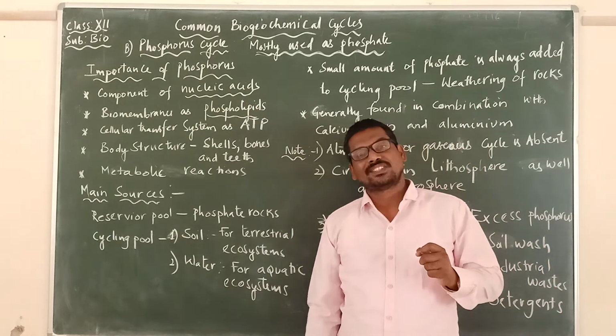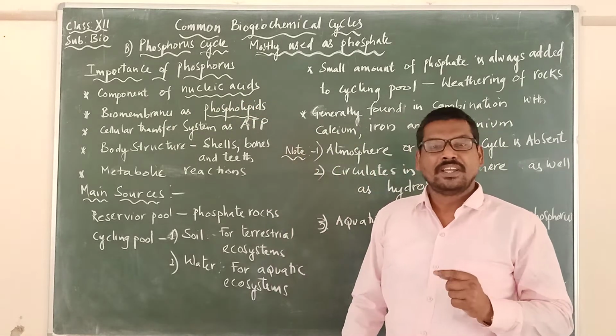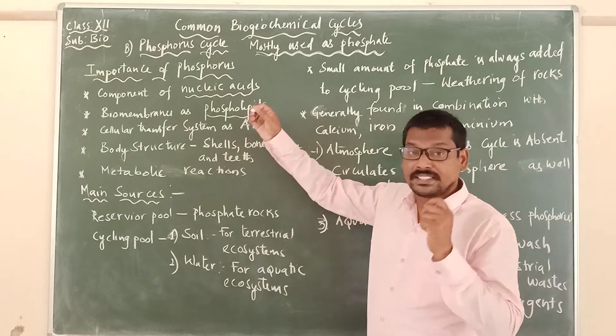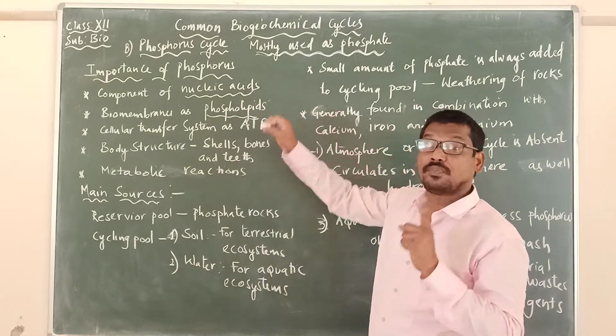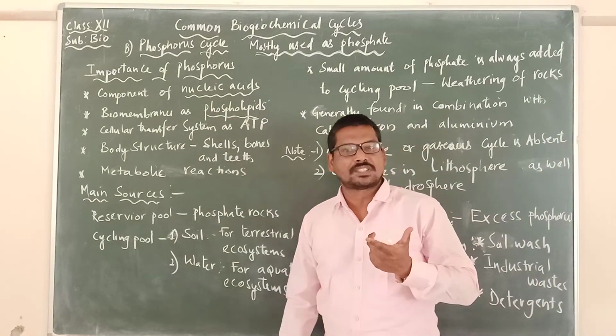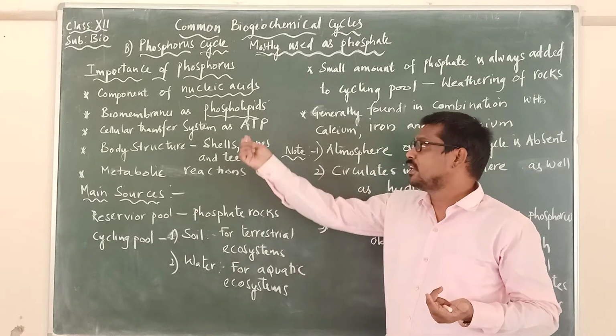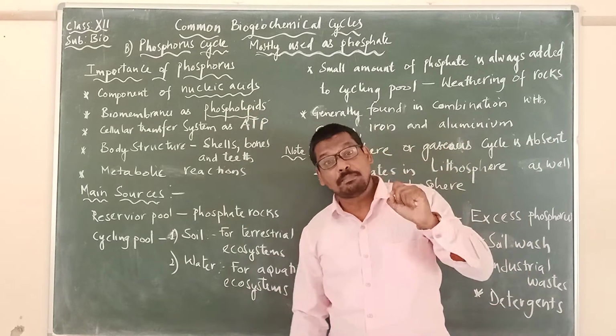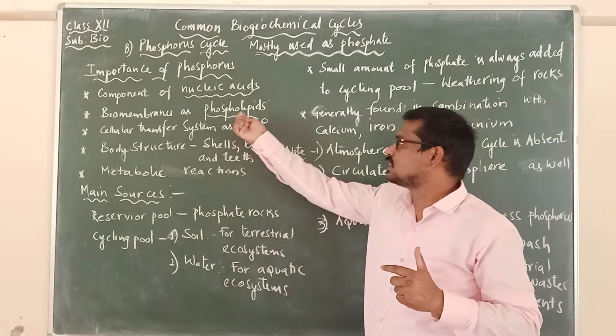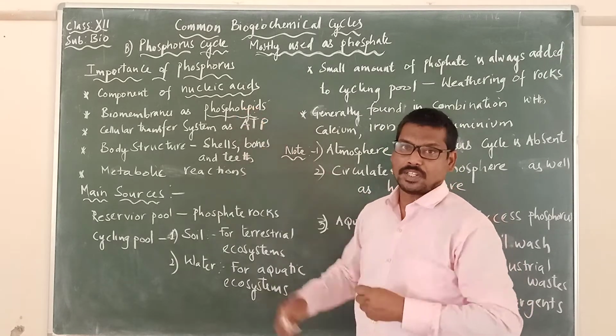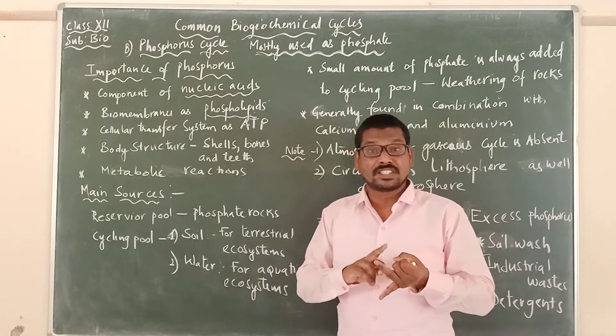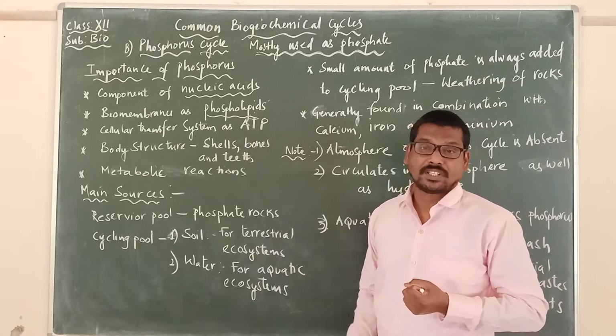it is also present in biomembranes as phospholipids. In the biomembranes, meaning in the cell membrane, it is present as what? Phospholipids, phosphorus, phosphate we say. It is there even in the cell membranes of the cells, existing as phospholipids. So it is there in nucleic acids, and it is there as phospholipids.